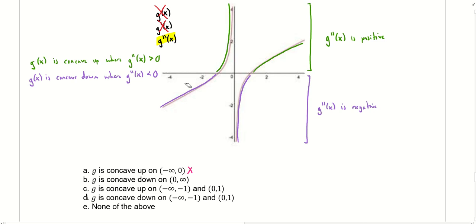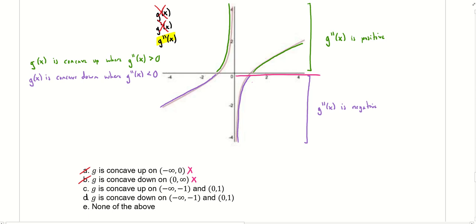Option B, so that's out. Option B, our function is concave down on the interval from 0 to infinity. So that's this interval. And for the same reason, that's not true either, because we can see that the sign of our second derivative is changing from negative to positive on that interval, which means the concavity is changing on that interval. It's not going to be one concavity that whole time. So that's also not an option.